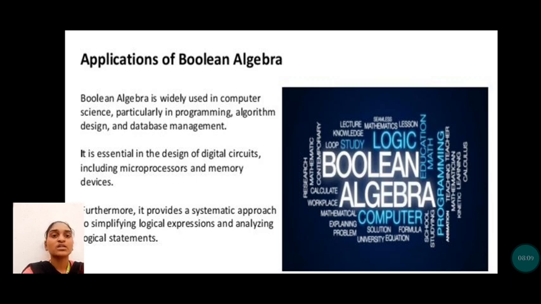It is essential in the designing of digital circuits. Boolean algebra is very essential for designing digital circuits, including microprocessors. We can use Boolean algebra in memory devices also. Furthermore, it provides a systematic approach for any expressions or any further programming applications.